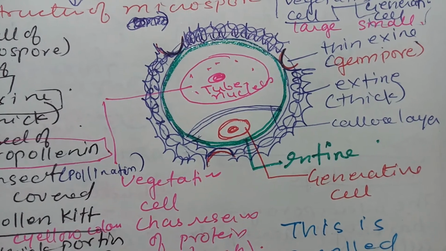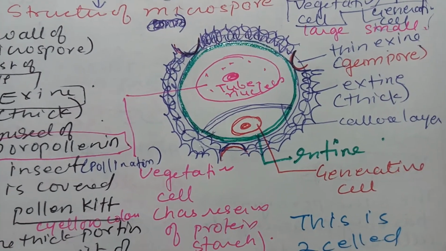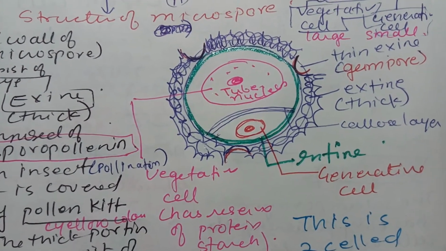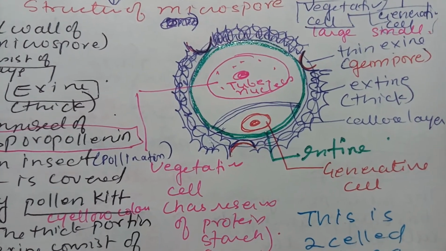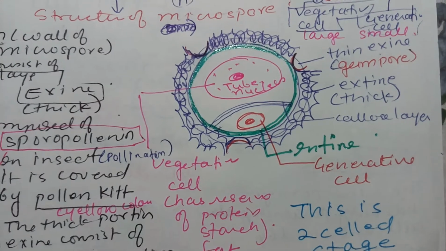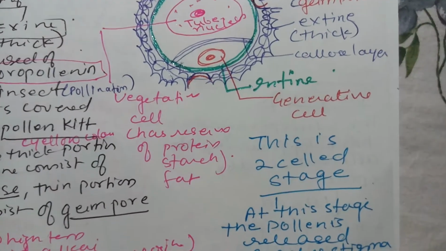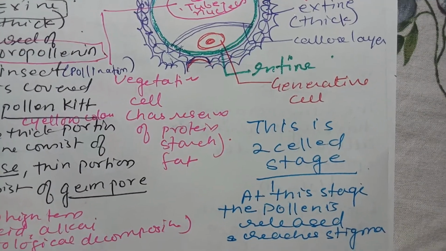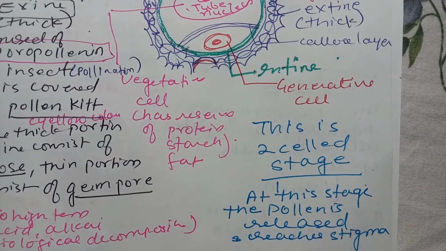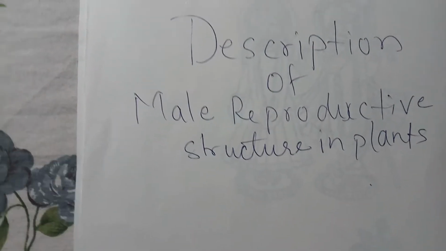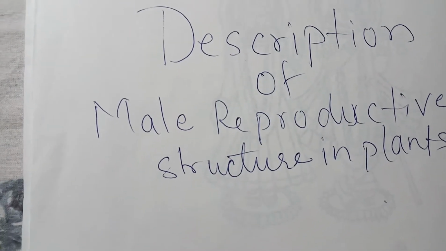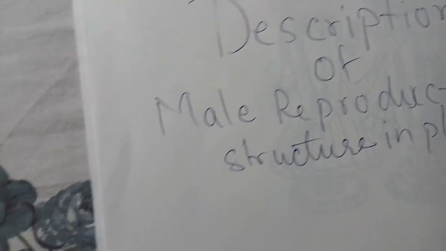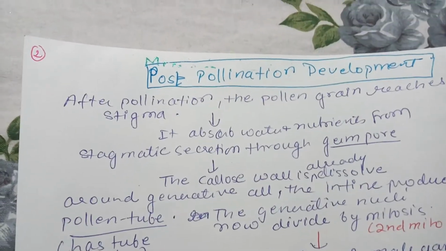Now when this callose is dissolved, the formation of the pollen tube occurs from the germ pore. So intine forms the pollen tube. Now this stage is called the two cell stage, and at this stage the pollen is released and reaches the stigma. How does it reach? It reaches by pollination. Now let's see the post pollination development.